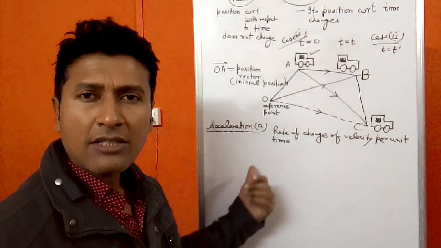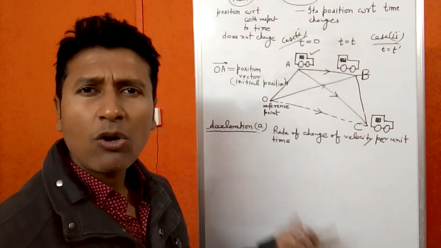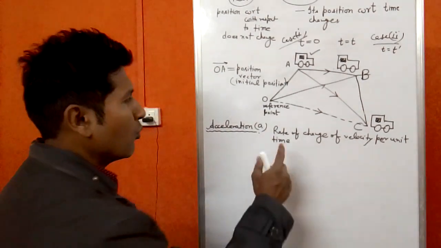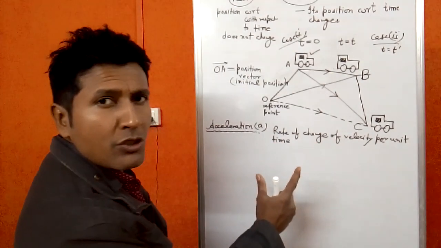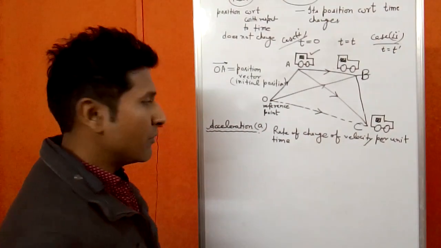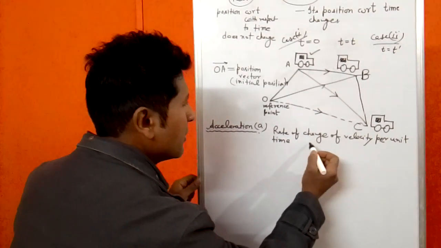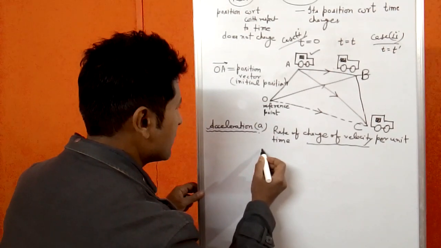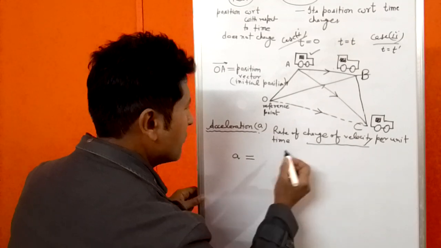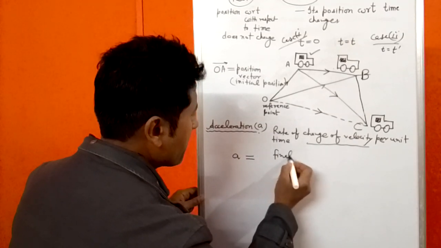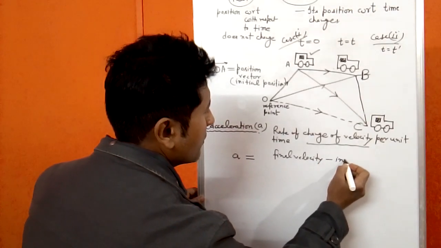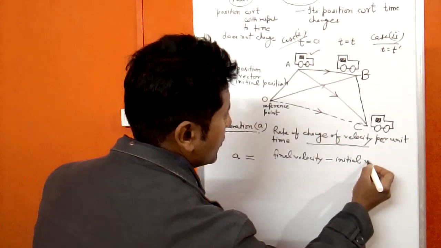Again, I repeat, acceleration is defined as rate of change of velocity per unit time. First, you need to understand the keywords: rate of change of velocity per unit time. What is change of velocity? Change in velocity means final velocity minus initial velocity.